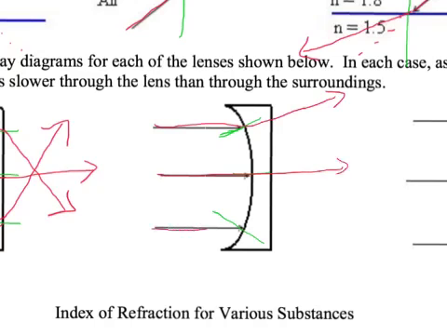And this one is going to come in this way, and it's going to bend towards the normal. And we see what we have here is divergent rays. They're spreading out, whereas the other ones came together. Now let's look at the next one.